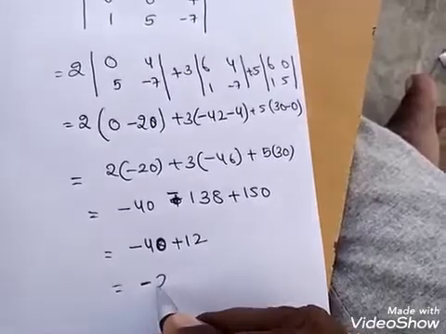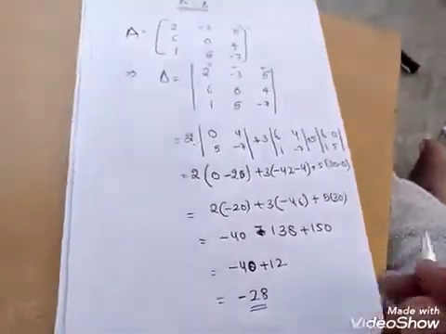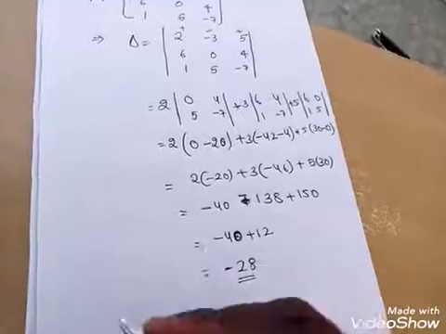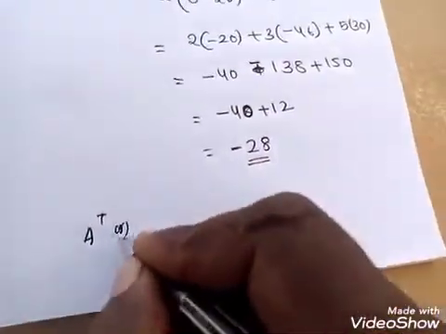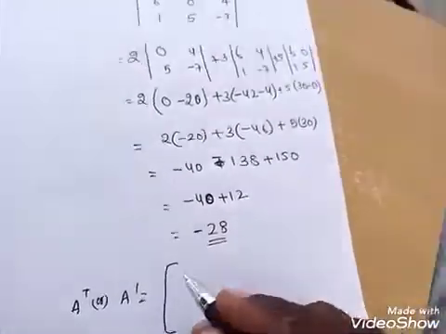This one is minus 28. This is the value of the delta. Now we calculate the value of A transpose. A transpose, or A dash, is equal to what you are going to get? The matrix where you interchange the rows and columns.